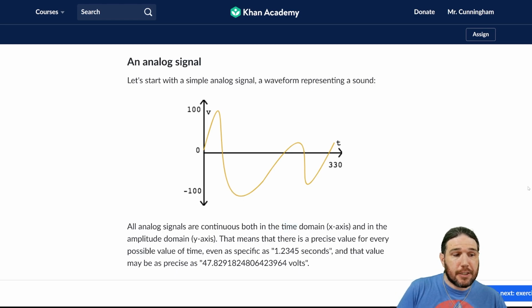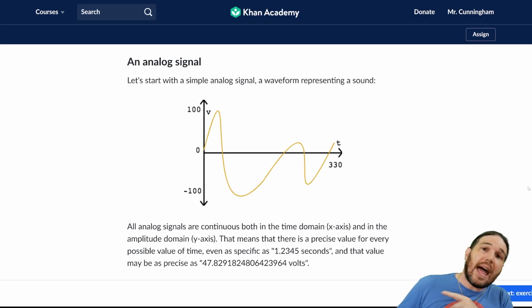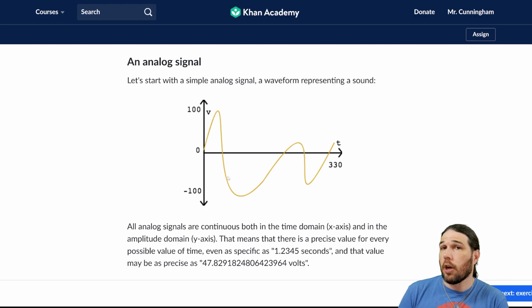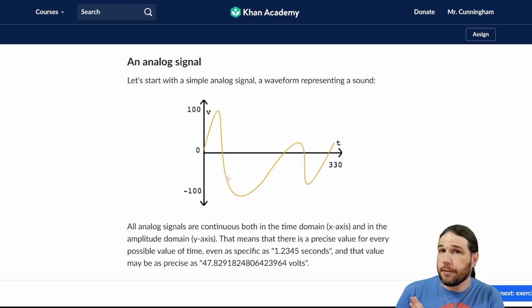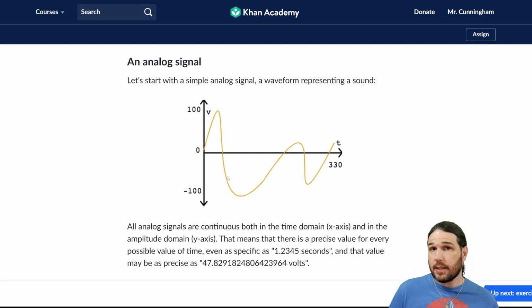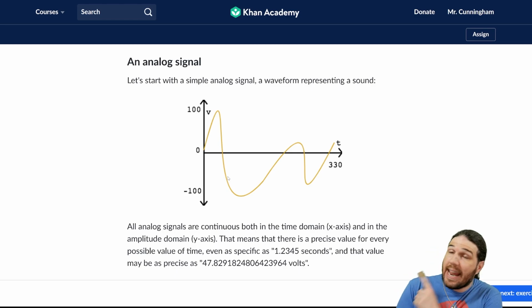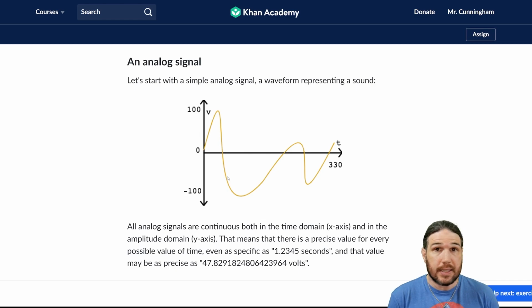That means there is a precise value for every possible value of time, even as specific as 1.2345 seconds, or even more specific than that. And that value may be as precise as that many volts. This curve is analog for a reason that I try to explain to my algebra students every year, and that's that this curve is basically an infinite number of points, all crammed together, infinitely close to each other. No matter how far I zoom in, I will never find space between any of these points. And I could put in any time as specific as I want, and I can get out a voltage from that graph, assuming I've got, say, the equation of it.